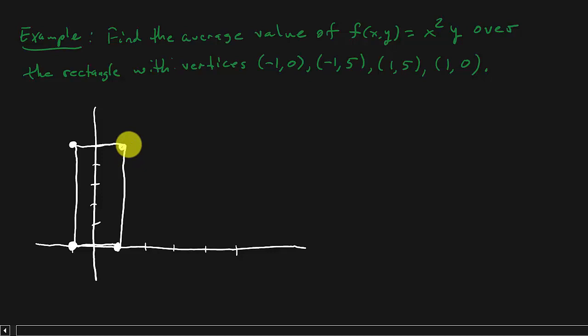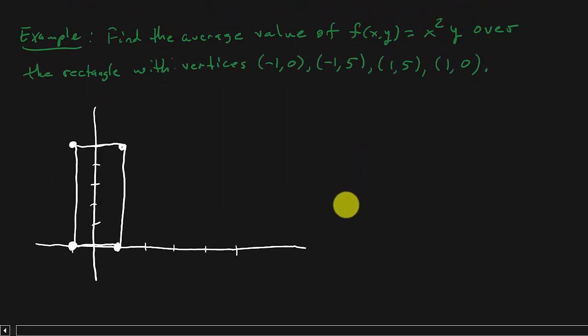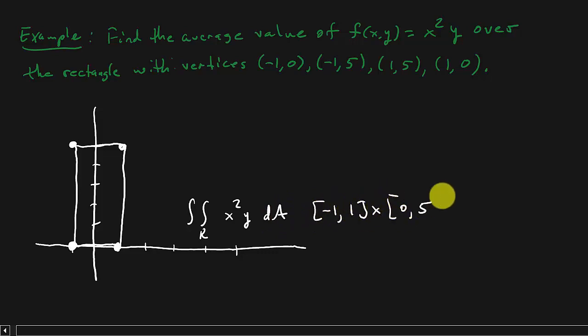All right. And so there's my rectangle. So it's like I'm integrating this, right? X squared y, and that's going to be what? -1 to 1 by 0 to 5. See, -1 to 1, and then from 0 to 5. So there you have it.